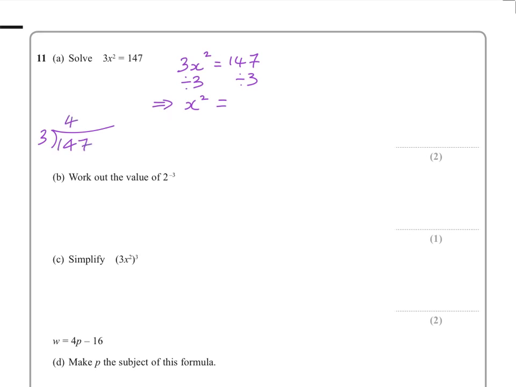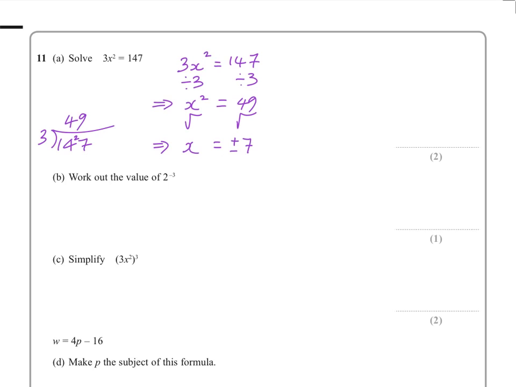So we got 4 3s are 12 with 2, so we get 49, and you can use your calculator, don't worry about that too much. So x squared equals 49, and then what we can do to get x is to do the inverse operation of squaring, which is square rooting. So we would square root both sides, and that would give us x equals plus or minus 7.